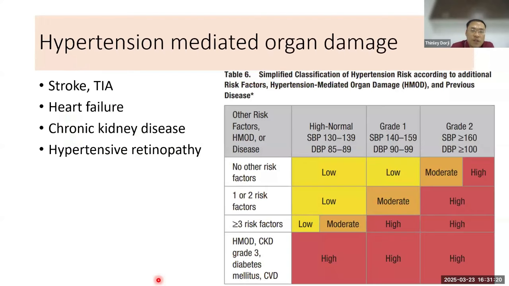Now, the reason why we need to diagnose hypertension, put them on medication if required, and follow up to treat that hypertension to target is because of the simple message that they are at risk of getting stroke, heart failure, chronic kidney disease, or hypertensive retinopathy. Now, how frequent do they get it? And what is the relationship of these complications with hypertension, you can see in this table.